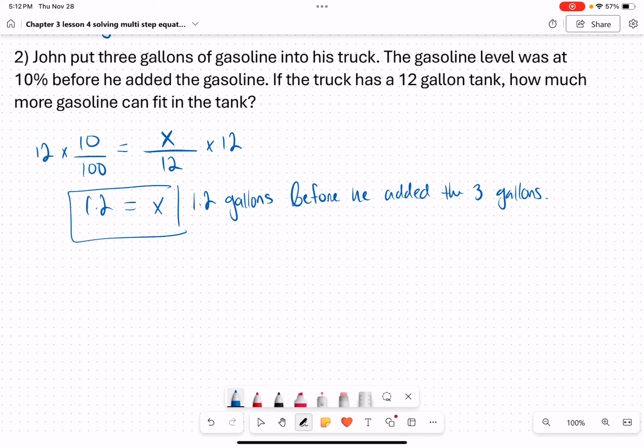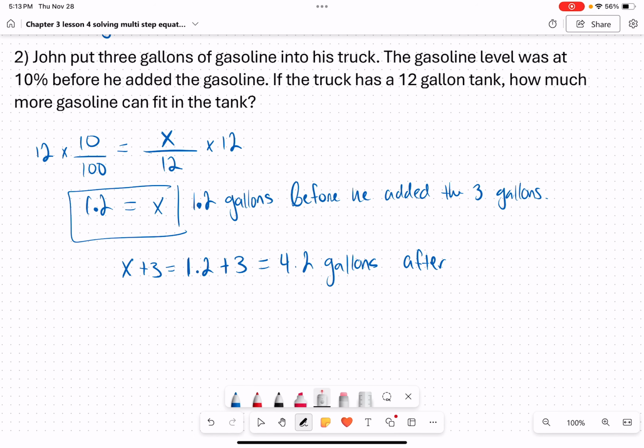Okay, well, now if he adds the 3 gallons, we're going to have x plus 3 is equal to the number of gallons after he added the 3. Let me rewrite this. Somehow it's not picking up the pen. This looks like a 12, it should be a 1.2. So we would have 1.2 plus 3 gallons is equal to 4.2 gallons. So he has 4.2 gallons after he added the 3 gallons. So now we're sitting on 4.2 gallons.